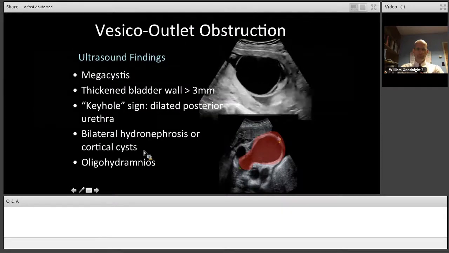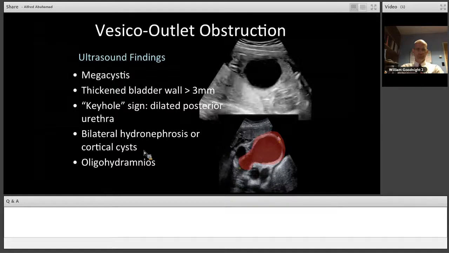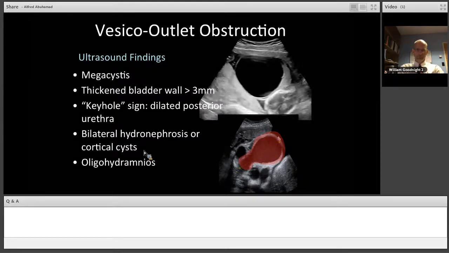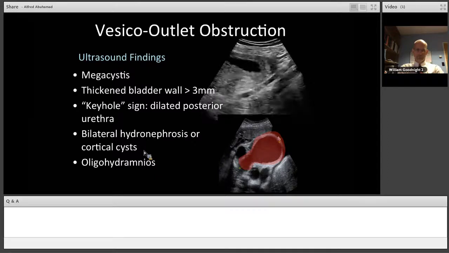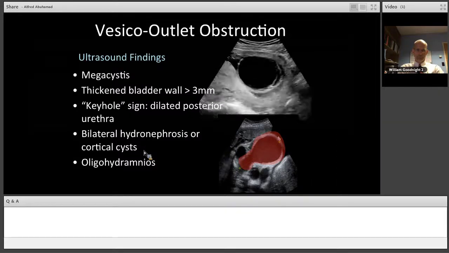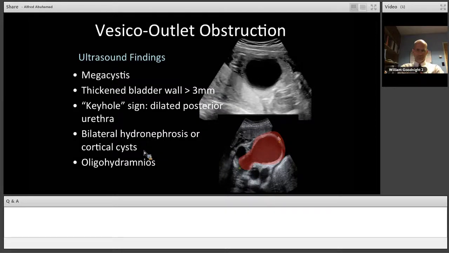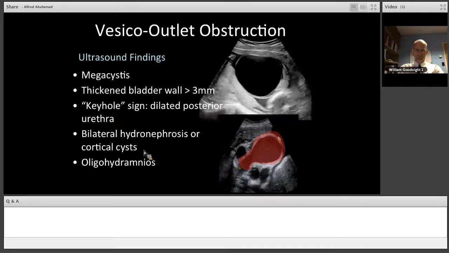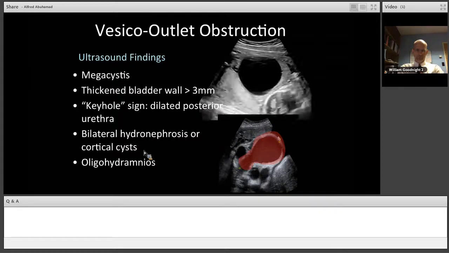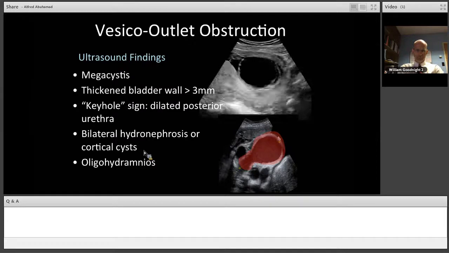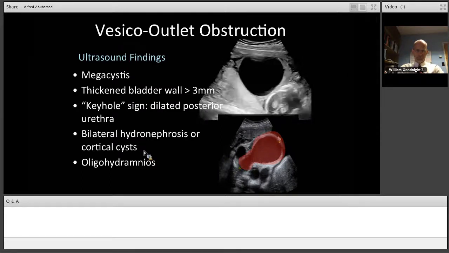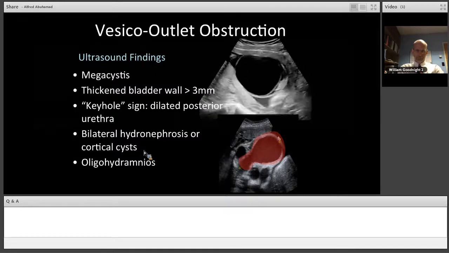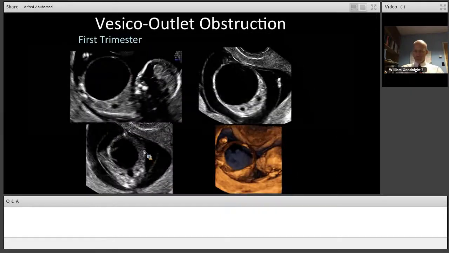So the ultrasound findings include megacystis, an enlarged bladder, thickened bladder wall, which is defined as greater than 3 millimeters, by the way, a keyhole sign, which is a dilated posterior urethra, bilateral hydronephrosis, and oligohydramnios. Now, how do I differentiate a posterior urethral valve from urethral atresia? In general, urethral atresia will not have a keyhole sign, will have a massively dilated bladder without a keyhole sign. So the presence of a keyhole sign on ultrasound is actually helpful to help you differentiate posterior urethral valve from just urethral atresia or severe stenosis.